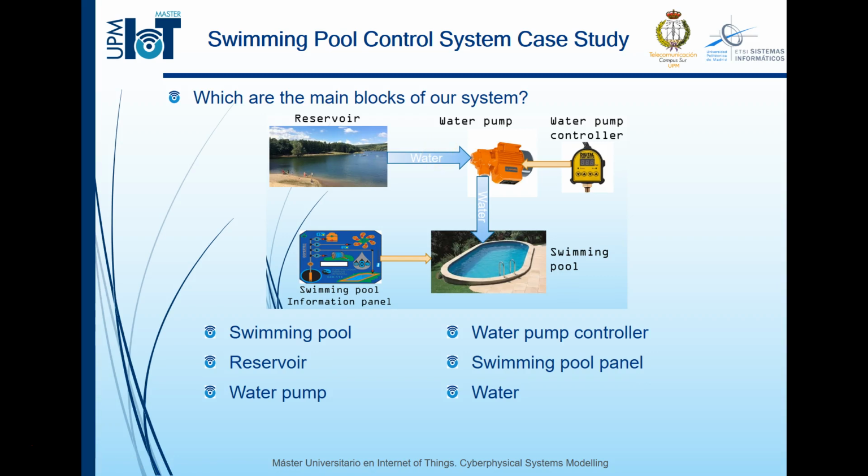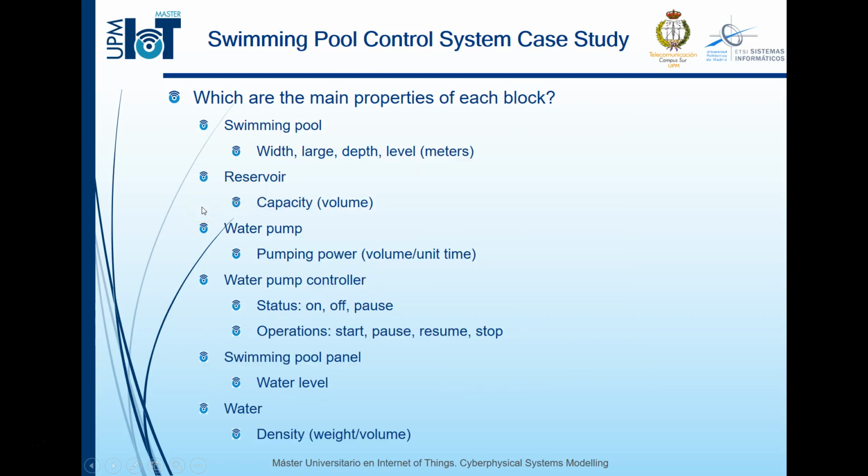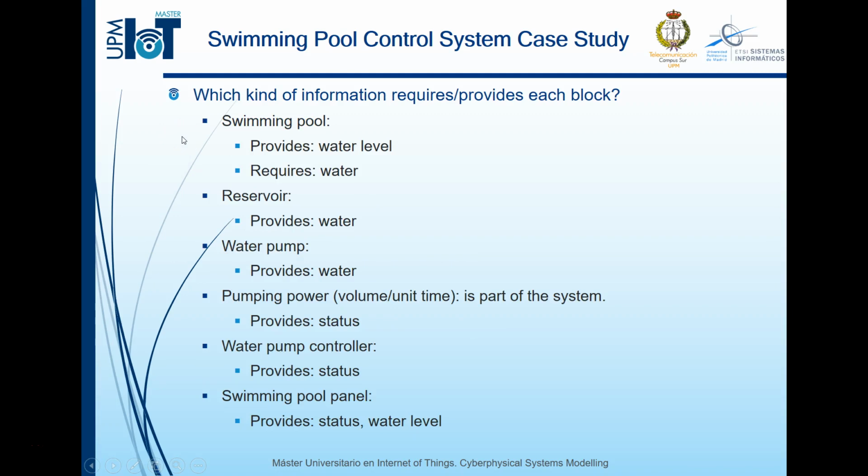If you remember last week, we said this conceptualization is an iterative process, so we have to do it more than one iteration. So now, in the case of our example, we have a swimming pool, we also have a reservoir, a water pump, a water pump controller, and a swimming pool panel, and of course water. The next, if you remember, we said which are the main properties for each one. For the swimming pool, these are the properties we decided last week. And these require and provide information.